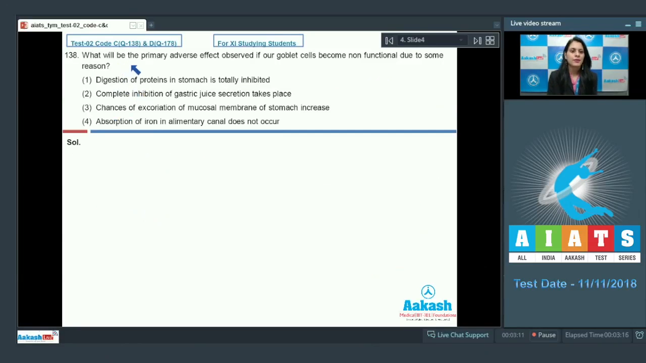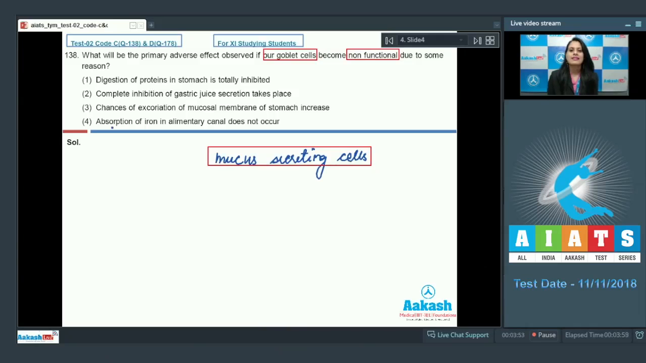Question number 138. What will be the primary adverse effect observed if our goblet cells become non-functional due to some reason? If our goblet cells become non-functional, then what would happen? There is no mucus secretion because these goblet cells are mucus secreting cells. Let's read our first option. Option number 1 is digestion of proteins in stomach is totally inhibited.